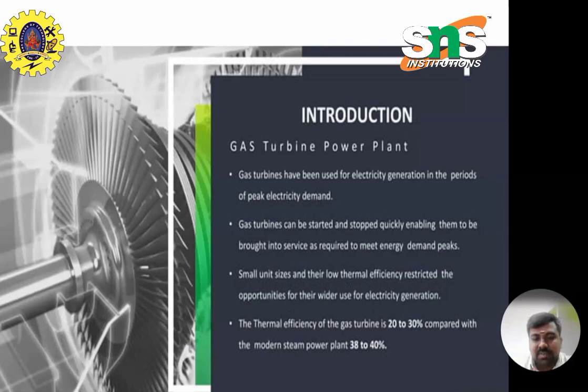The thermal efficiency of a gas turbine is 20 to 30%, compared with the modern steam power plant, whose thermal efficiency is around 38 to 40%.